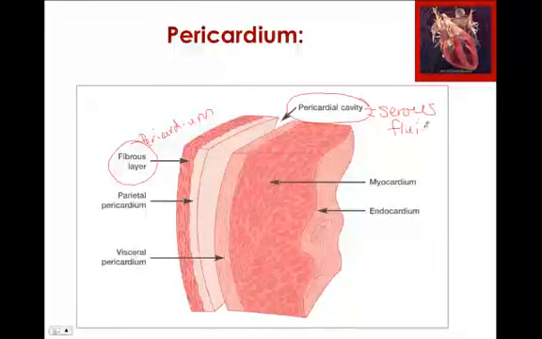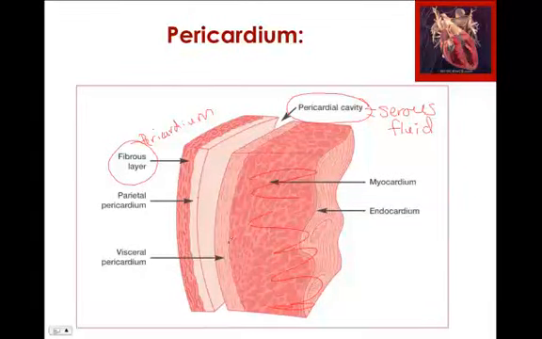And then on the other side of the visceral pericardium, now you're going to have the heart. This is all the heart. So again, these were all the linings of the heart: the fibrous layer, the parietal pericardium, the pericardial cavity, and the visceral pericardium. That's all the lining of the heart, hence the name pericardium. And then this is all the heart. And we'll talk about how you can break the heart down into the epicardium, myocardium, and endocardium in just a minute here.